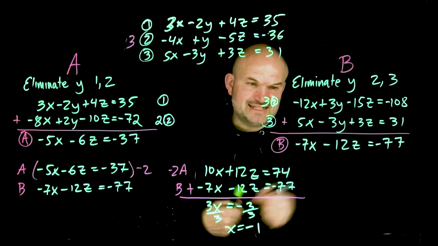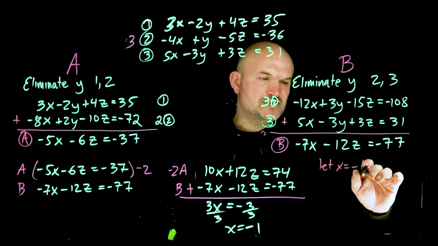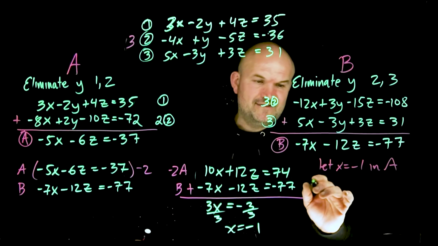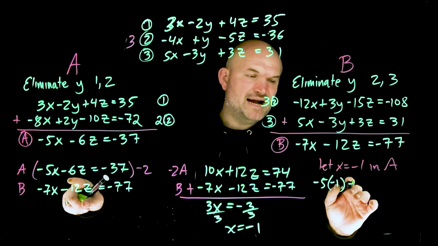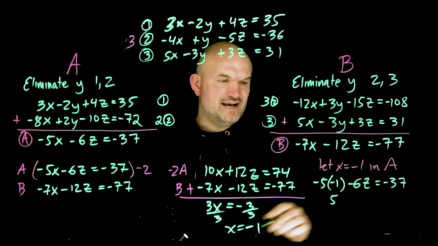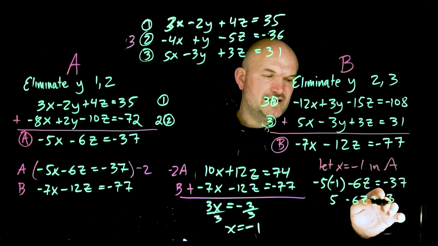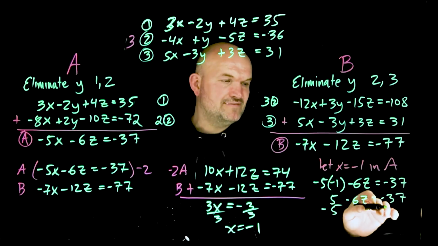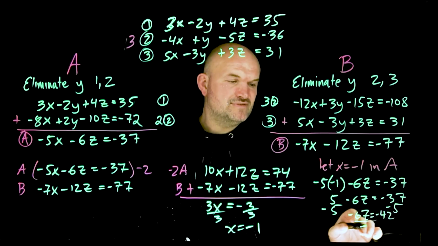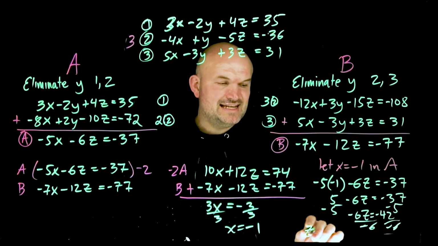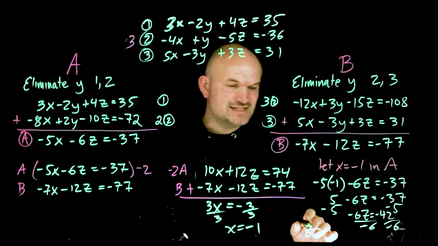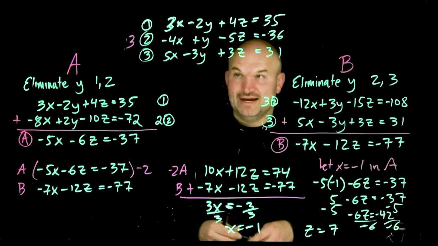So I'm going to let x equal negative 1 in the equation a, and then solve for z. So I'm going to have a negative 5 times a negative 1 minus 6z is equal to negative 37. So this is going to be a positive 5 minus 6z equals negative 37. I can subtract 5, negative 6z equals negative 42, divide by negative 6, divide by negative 6, and z is going to equal a positive 7. All right, we're almost done.